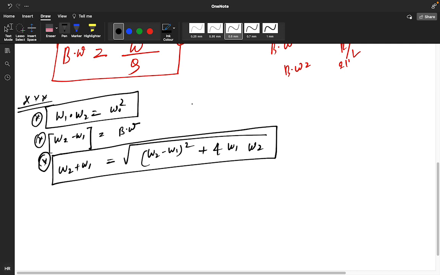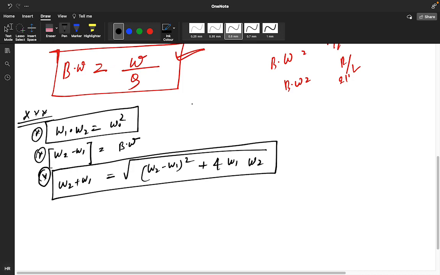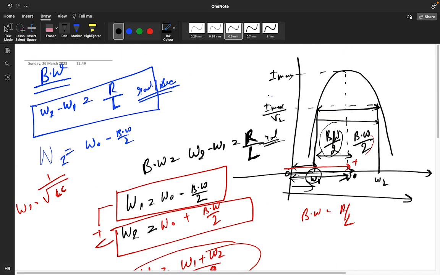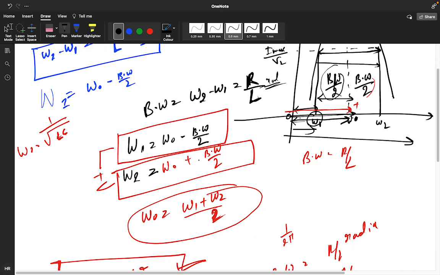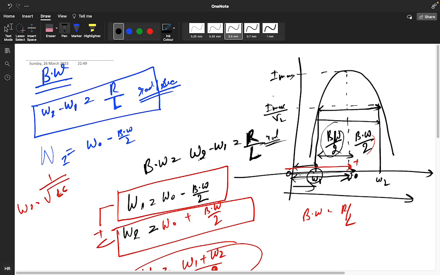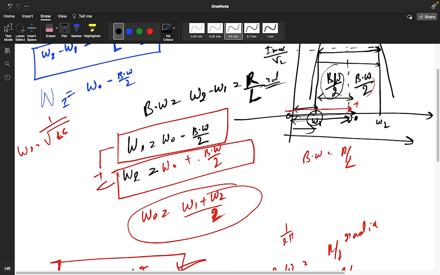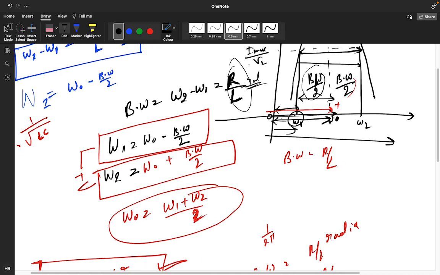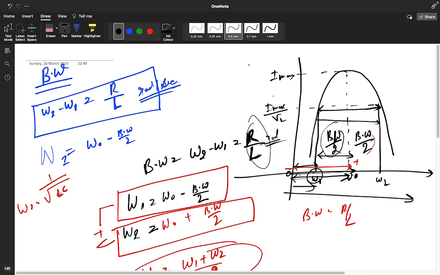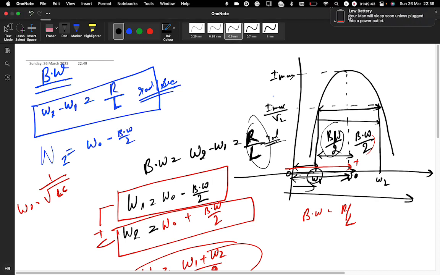Just go through it, do it by yourself. Bandwidth is what, R by L. Write it in your notebook and revise the things properly. When we solve questions, you will understand why this is R by L. So just revise the topics very seriously, then the things will be very clear for you.